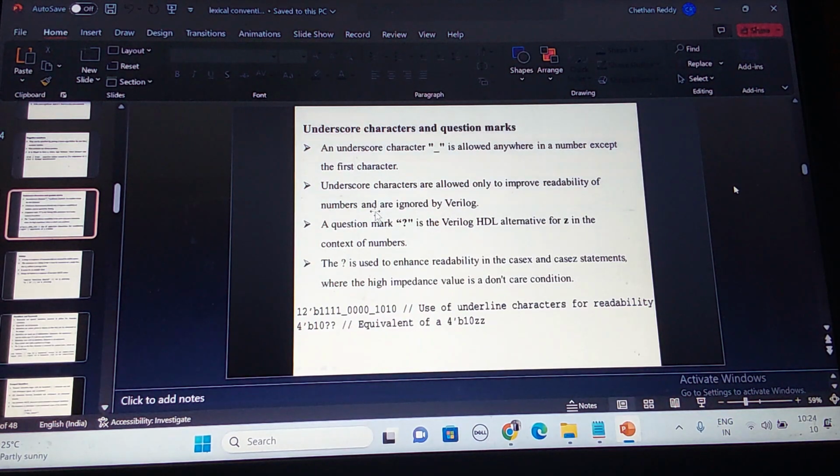During simulation, this underscore will be ignored. Any question mark in Verilog is an alternative for Z in the context of a number. Verilog binary numbers have 0, 1, X and Z. X is unknown and Z is high-impedance or floating state. So the question mark in Verilog is an alternative for the Z value.